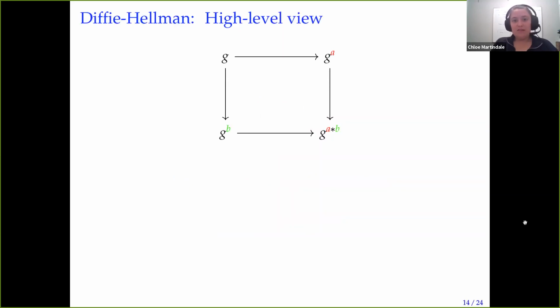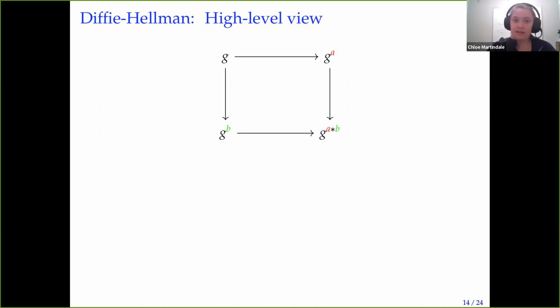To give an idea of exactly how this works, I want to return to the example from the beginning of the talk, Diffie-Hellman, and write it in a slightly strange way. On a high level, Diffie-Hellman is a commutative diagram where Alice computes the horizontal arrows and Bob computes the vertical arrows. They do that in different orders, and they both end up at the bottom right-hand corner with G to the AB as their shared secret.